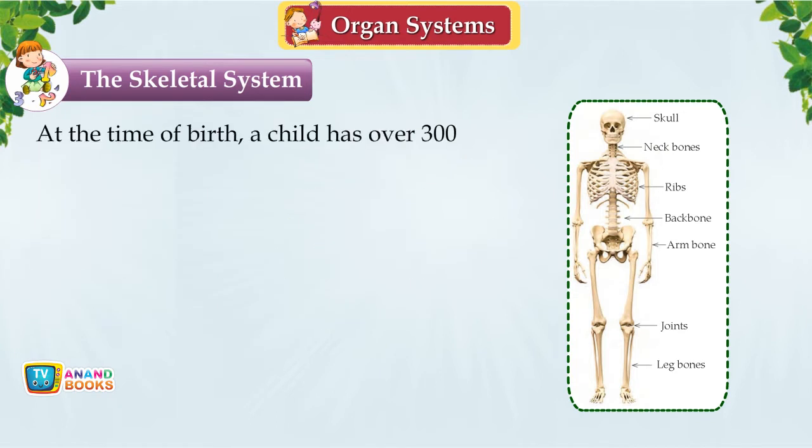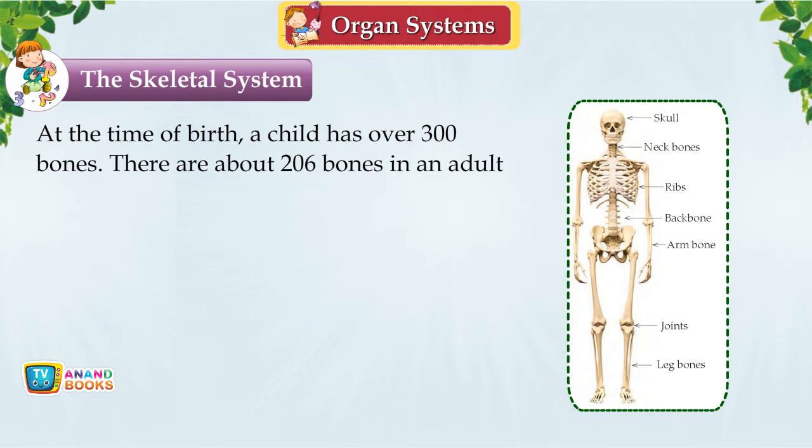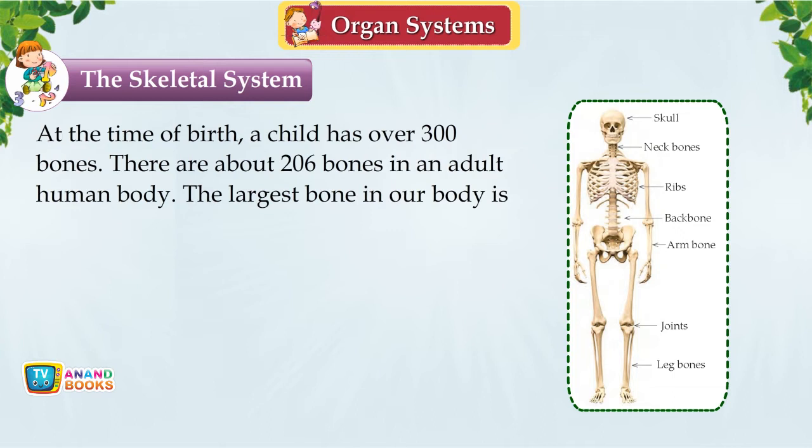At the time of birth, a child has over 300 bones. There are about 206 bones in an adult human body. The largest bone in our body is the thigh bone or femur.